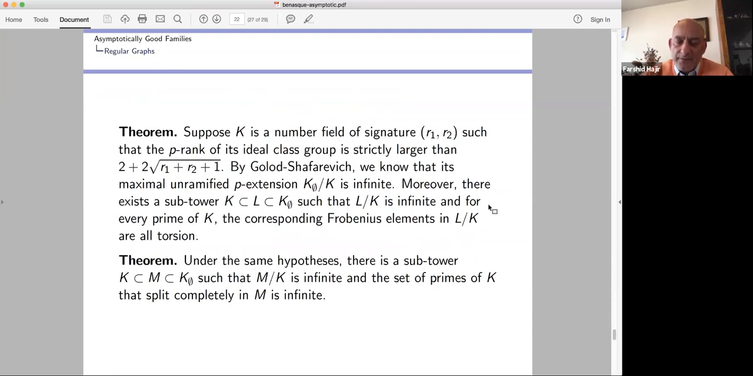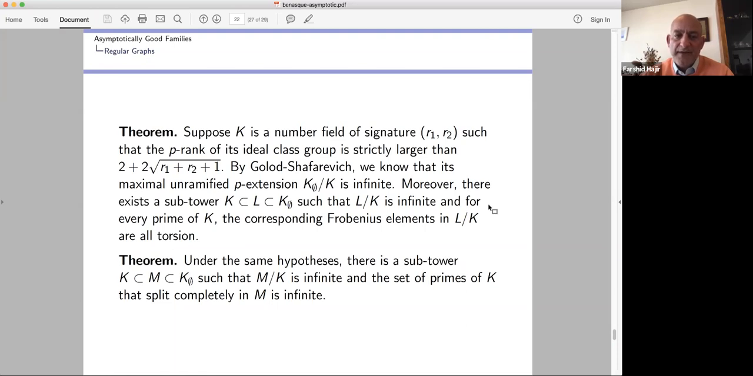The statement of this theorem might be a little bit surprising also. So suppose K is a number field of signature (R1, R2), so R1 real embeddings and R2 pairs of complex ones. And suppose the P rank of the ideal class group is strictly bigger than 2 plus 2 times the square root of the unit rank plus 1, R1 plus R2 plus 1. So usually the criterion says if it's bigger than or equal to this number, then the tower is infinite. That's the translation of the Golod-Shafrevich criterion in this setting.